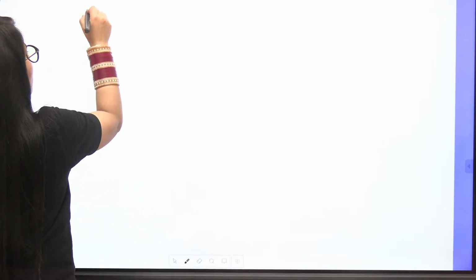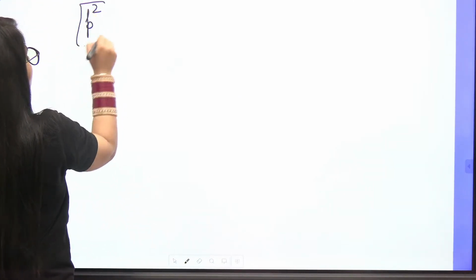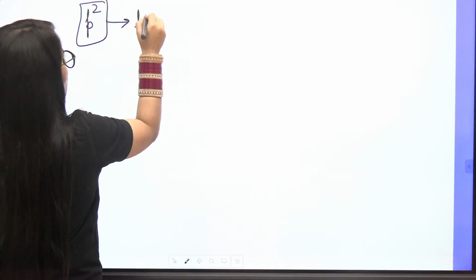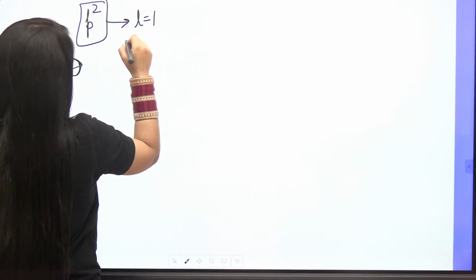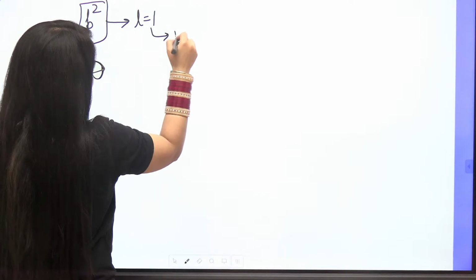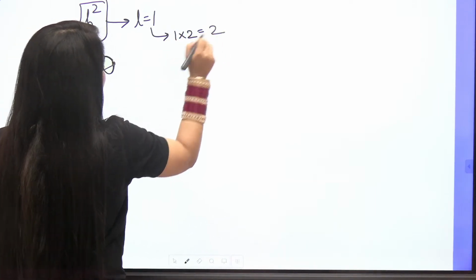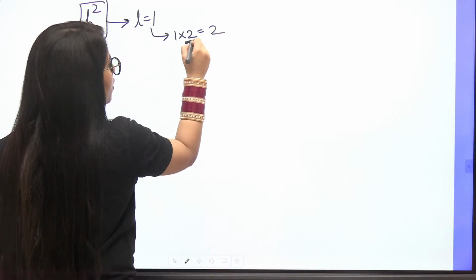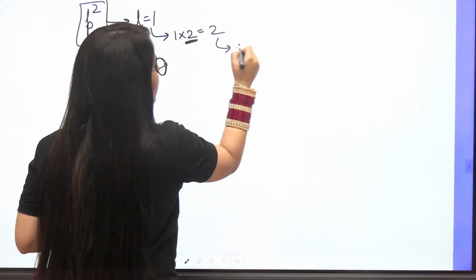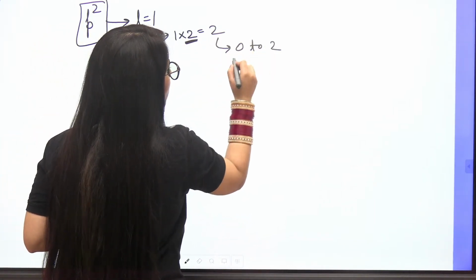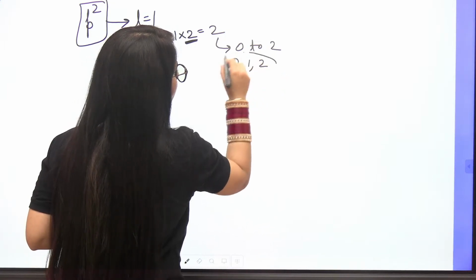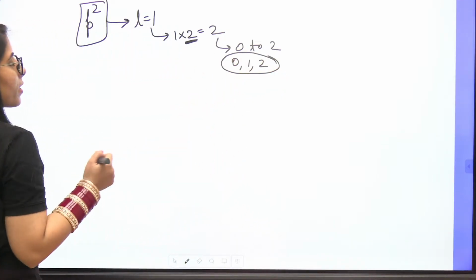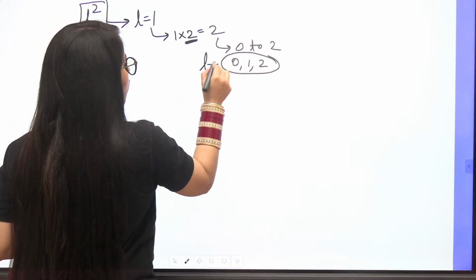Let's work on it. For example, p2. What is the L value? That's going to be 1. What about the number of electrons? 1 into 2, which is 2, because 2 electrons were there. Next, you have to write 0 to 2, all the values, which is 0, 1, 2. These are the L values you got.